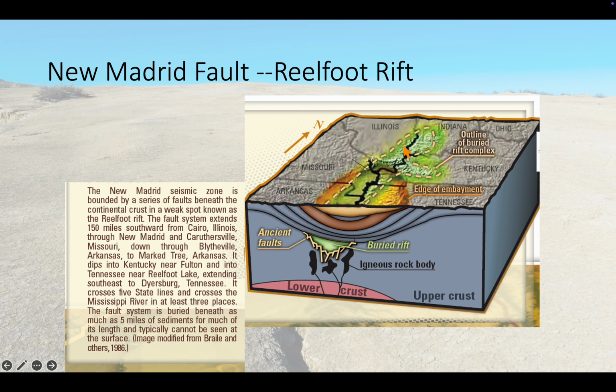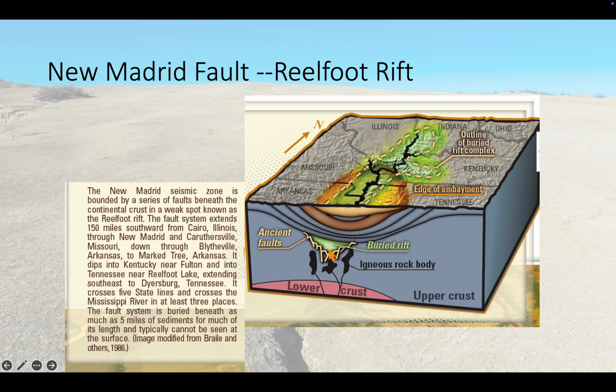So here is an image. This was taken from one of the, I can't remember which site, but there is a whole website that will talk about the Reelfoot Rift. And this image shows the location above ground. And then we've got underground. This is what they think happened.